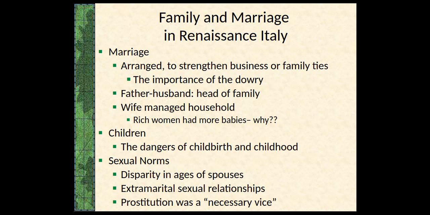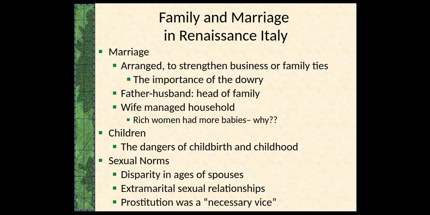All right, family and marriage in Renaissance Italy. Remember, Renaissance is upper level, upper crust. So amongst the elite, marriages tended to be arranged, and they did this to strengthen business or family ties, basically to keep their families rich or in the hopes of making their families richer. And the dowry is very important to this. A man would marry off his daughter. With her is going to come her dowry, her money. And he is trying to get someone from a better family, if he can, to accept that dowry.